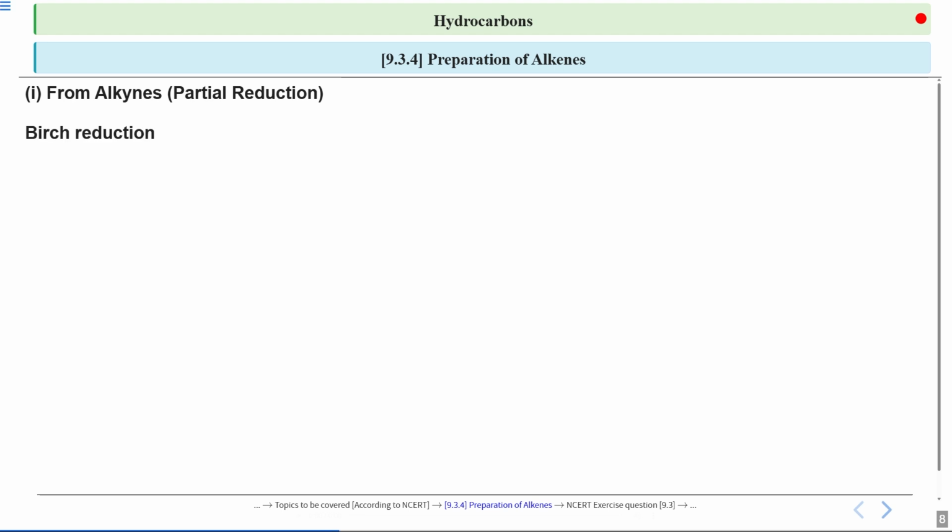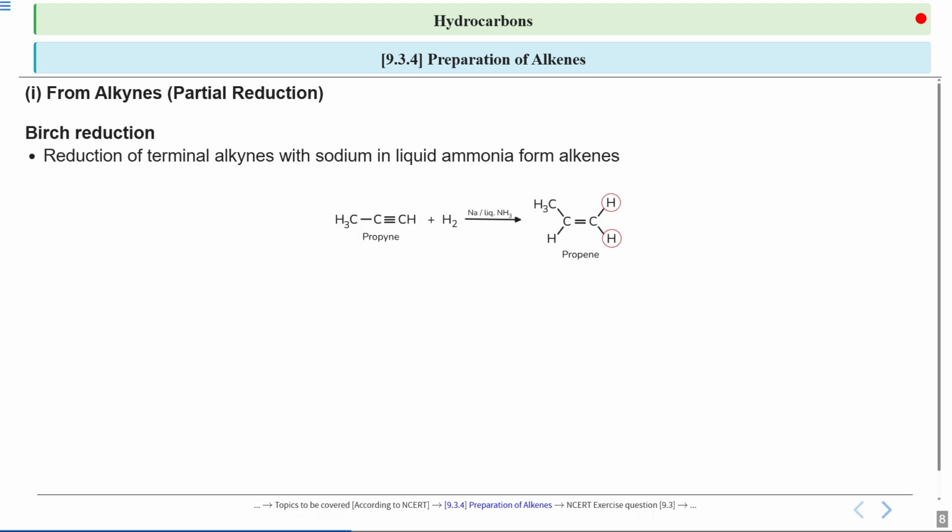Now we introduce the Birch reduction. This is a specific type of chemical reaction used to partially reduce alkynes, which are hydrocarbons with a carbon-carbon triple bond. Now, we see here that the Birch reduction involves the reduction of terminal alkynes using sodium in liquid ammonia. This process results in the formation of alkenes, which have a carbon-carbon double bond. So this is your example.